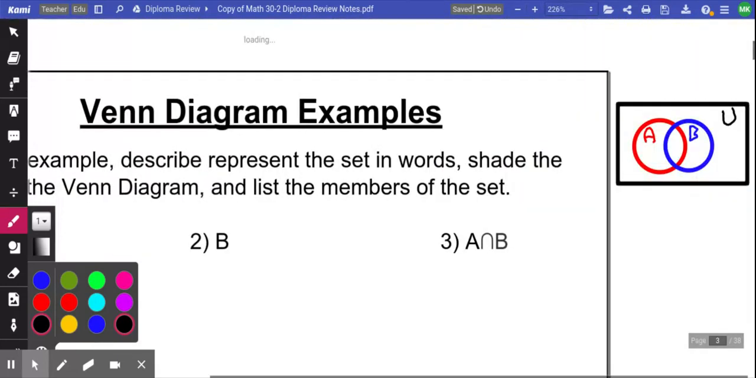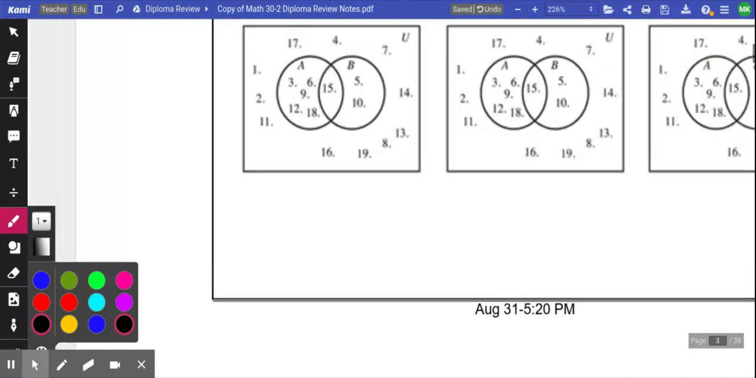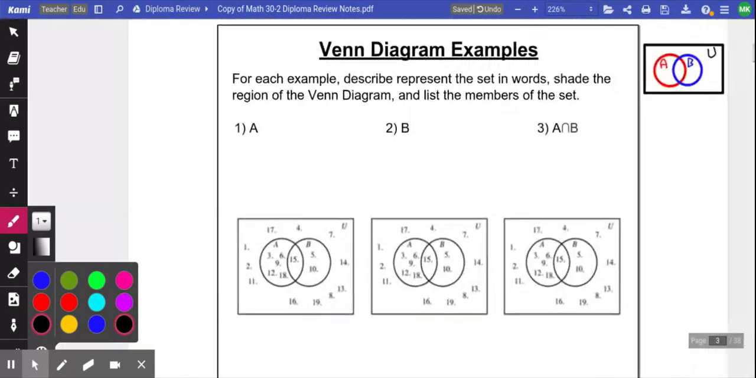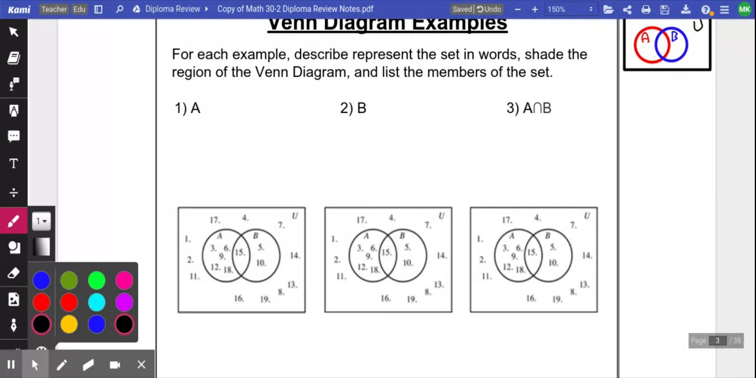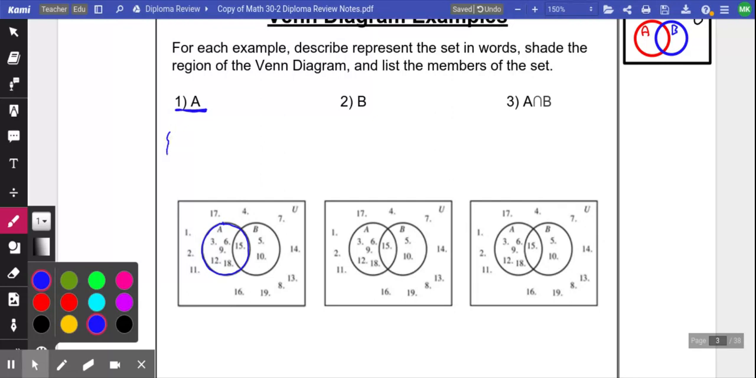It's just a way of organizing info so you can quickly look at things. So for instance, if you look at this question right here, they want you to shade the Venn diagram and then list what's in that set. So the first question is just what's in group A? Well, if you look, this bubble right here is group A. I can quickly tell you that the numbers in group A are 3, 6, 9, 12, 15, and 18, as all those numbers are inside that blue bubble that I just circled. If I wanted to shade it on a Venn diagram, I would just shade that entire circle like that.